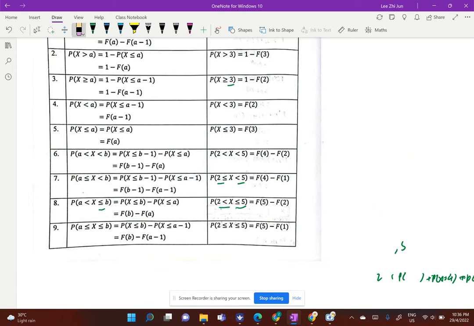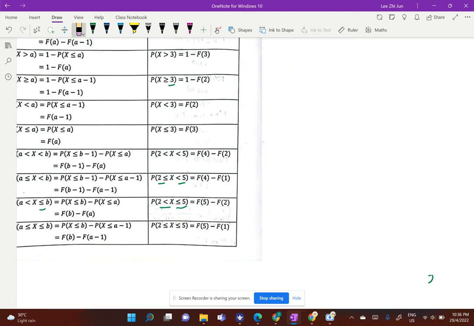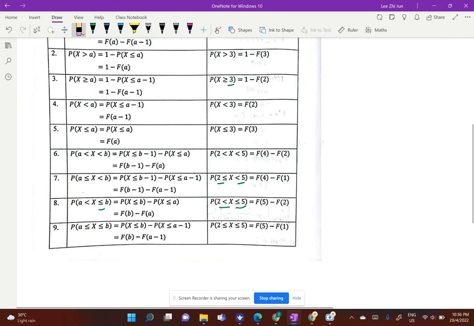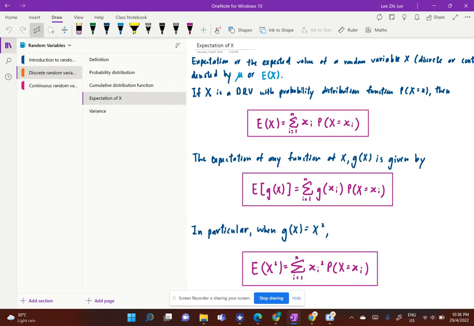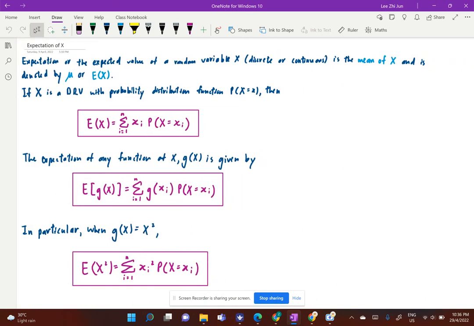So later I got prepared one big question that could include all this syllabus, all the things will come out. And the last is the expectation of X, the expected value of a random variable, which can be discrete or continuous. It is the mean of X, denoted by mu or E(X). It is usually denoted by E(X). The mu is in chapter 10, and usually it will come out in chapter 10.